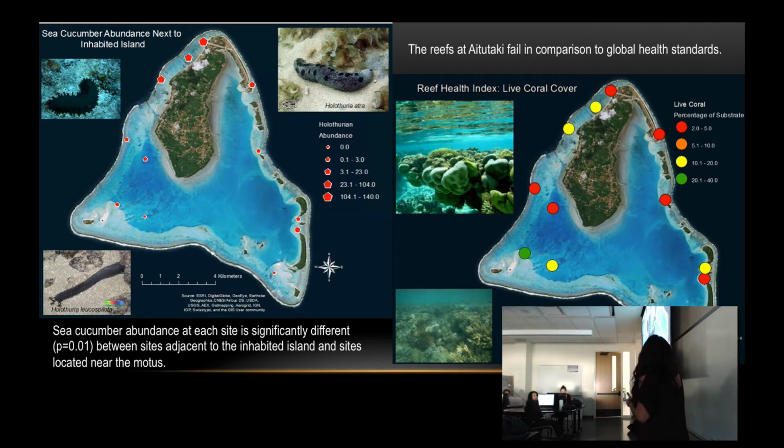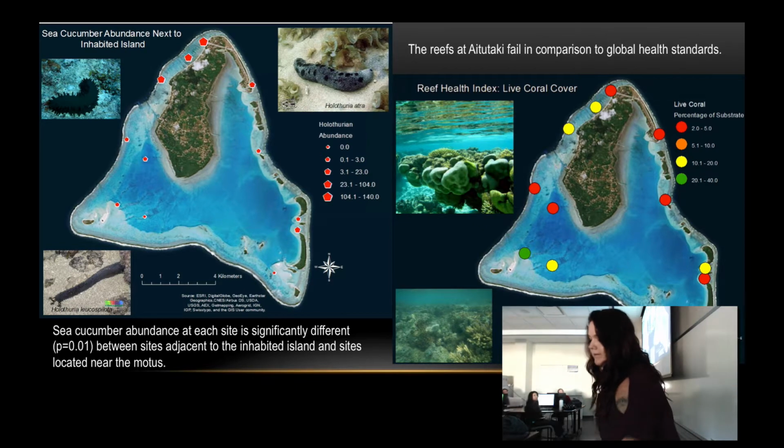And this is the first analysis for a global comparison of live coral cover in Aitutaki. So these are designated categories for global live coral, and as you can see, there's only one reef in Aitutaki that actually is healthy, and it's the only protected reef in the area. So now the question comes, is protection the only way to save the reefs? And that's what I'm going to determine.